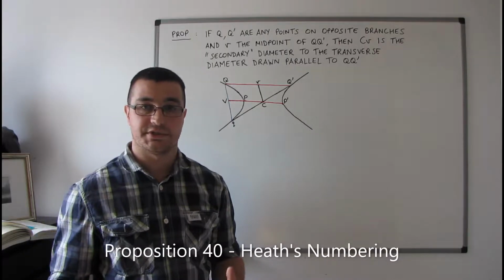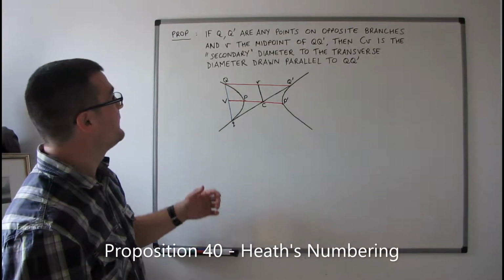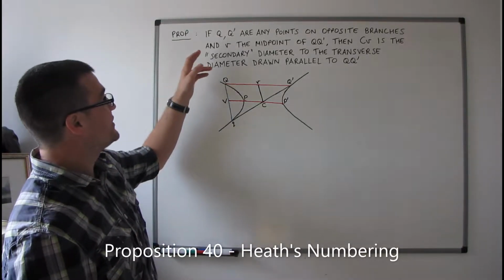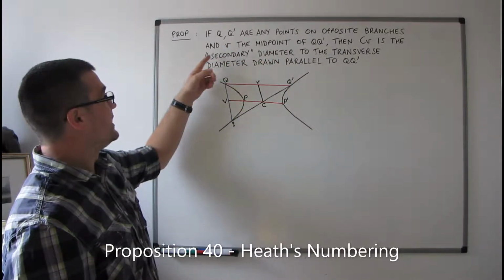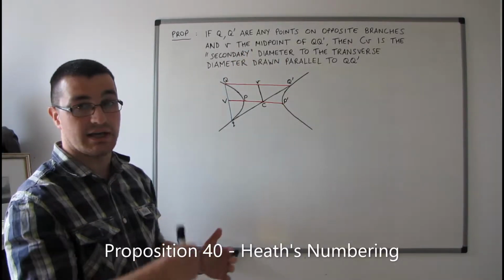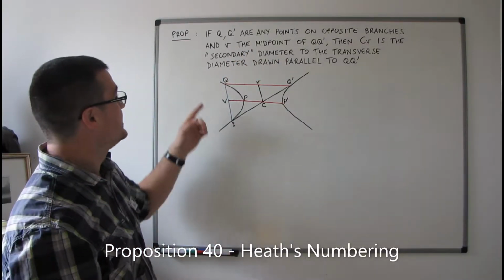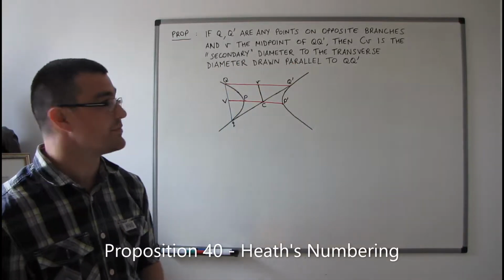So let's have a look now at proposition 40. That's proposition 40 according to Heath's numbering. It says that if Q and Q' are any points on opposite branches of a hyperbola, and lowercase v is the midpoint of QQ', then CV, the line joining that midpoint to the centre, is the secondary diameter to the transverse diameter drawn parallel to QQ'.